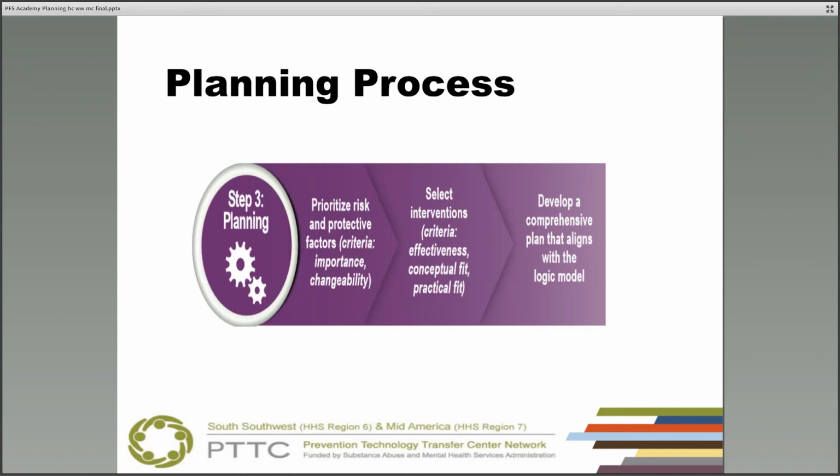This is just another graphic that outlines in a little bit more detail the process that we're talking about. So step 3, planning, we again prioritize risk and protective factors, and we use the ideas of combining both importance and changeability. Importance being, and I'll talk about this a little bit more in a moment, how much is this risk factor actually contributing to the problem? But then we also have to look at, is it something that when we put our resources towards changing it, that we're likely to be able to see a change?